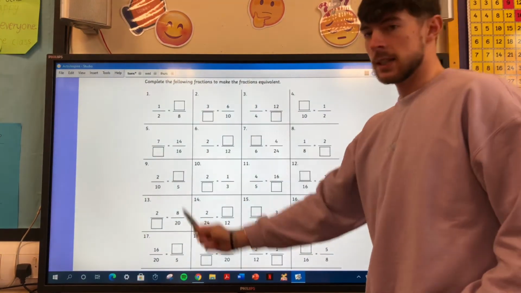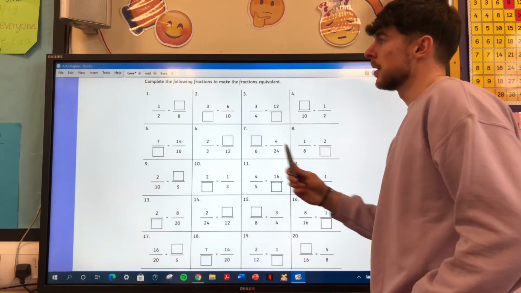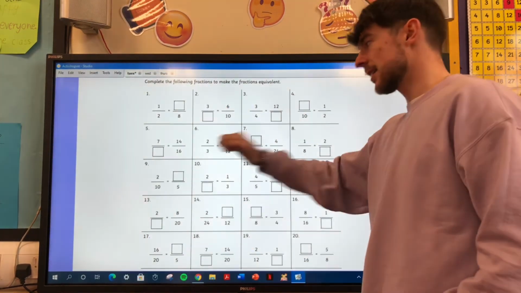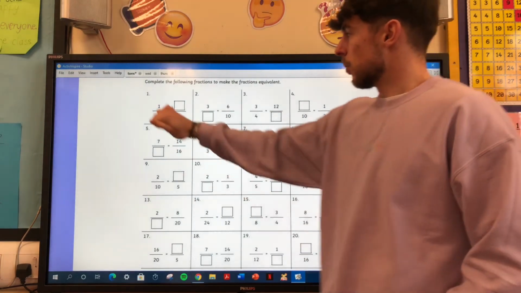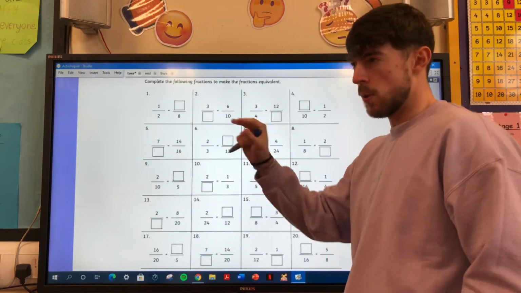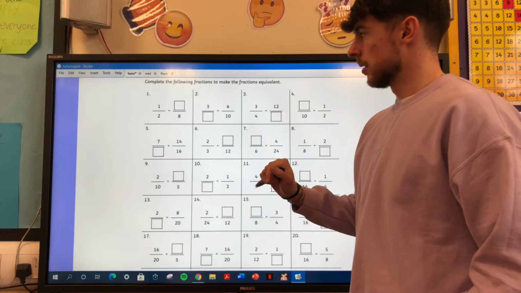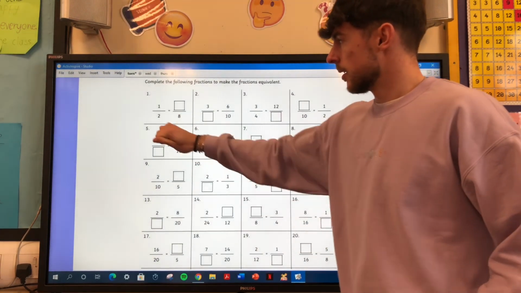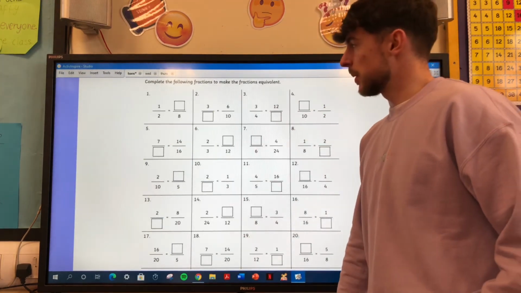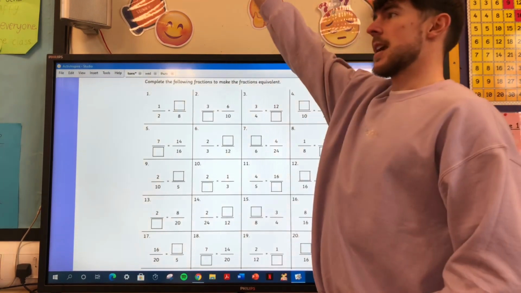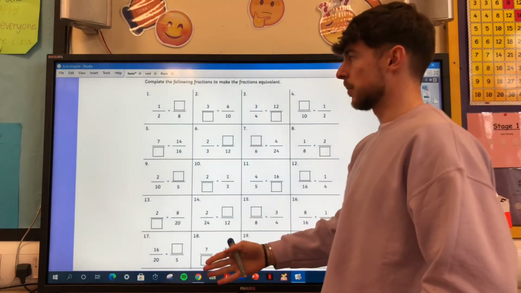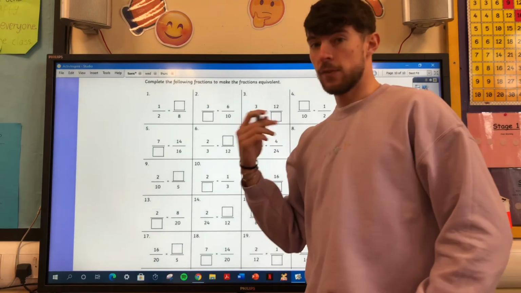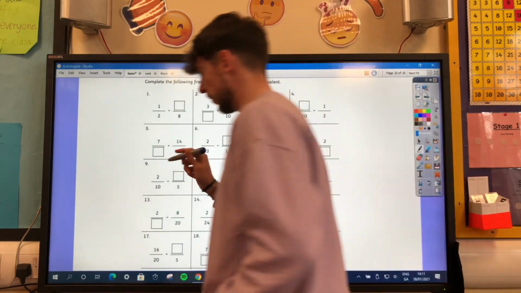So this will be on Class Dojo, you have to fill it in your portfolio. Complete the following fractions to make the fractions equivalent. So the exact same thing we were doing the last time. So 1 over 2 is equal to what over 8? What do we do to 2 to get to 8? Do we divide by something or do we multiply? If you want to get 2 up to 8, we multiply, right? What do we multiply by? 4, don't we? So we multiply by 4.